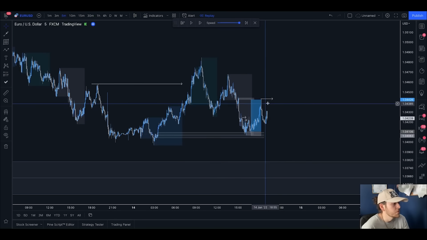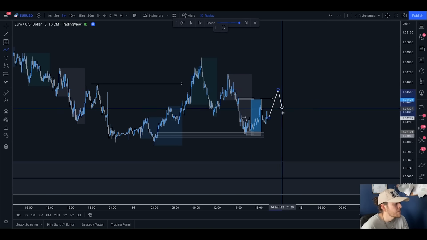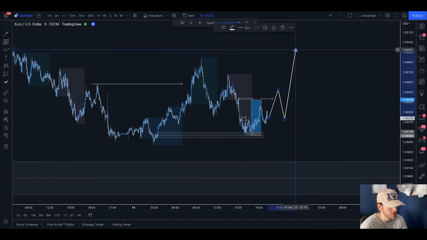Now that we've fulfilled that first movement, we've got a few things to keep in mind. The market could push up above this high. If it did that, we could then look for continued confirmation entries.